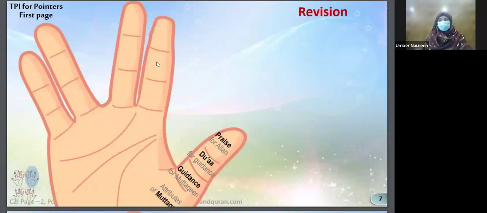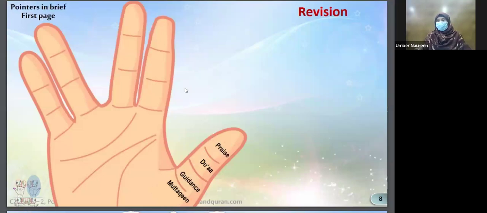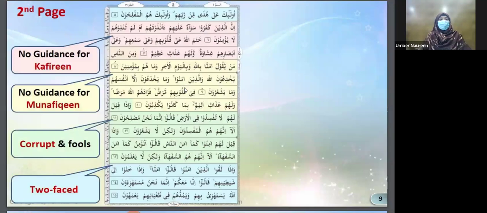So you are going to revise the pointers of the first page. Raise your hand to revise the pointers of the first page. We have already done that. Sister Fatima is, mashallah, taking the lead. Sister Fatima, please revise the pointers of the first finger for us. Bismillahirrahmanirrahim. Praise for Allah, dua for guidance, guidance for muttaqin, attributes of muttaqin. And the short pointers are? Praise, dua, guidance, and attributes, and muttaqin. We have done the first page, and now the second page.